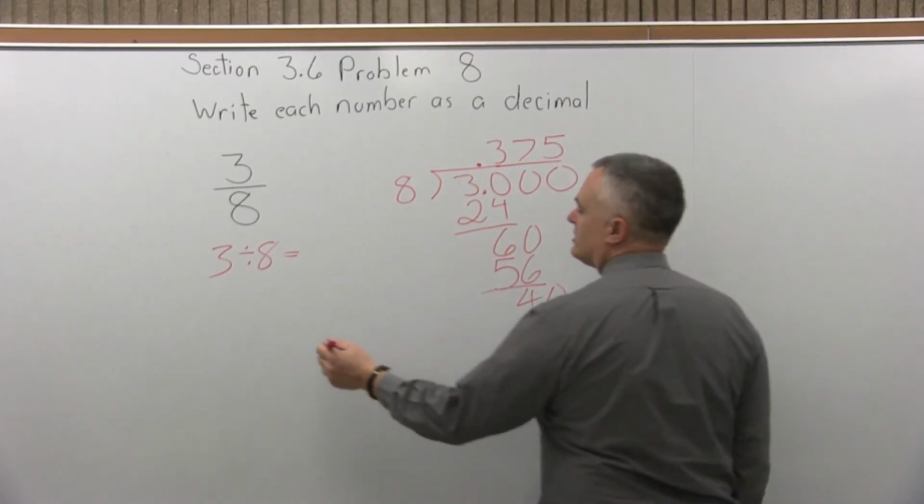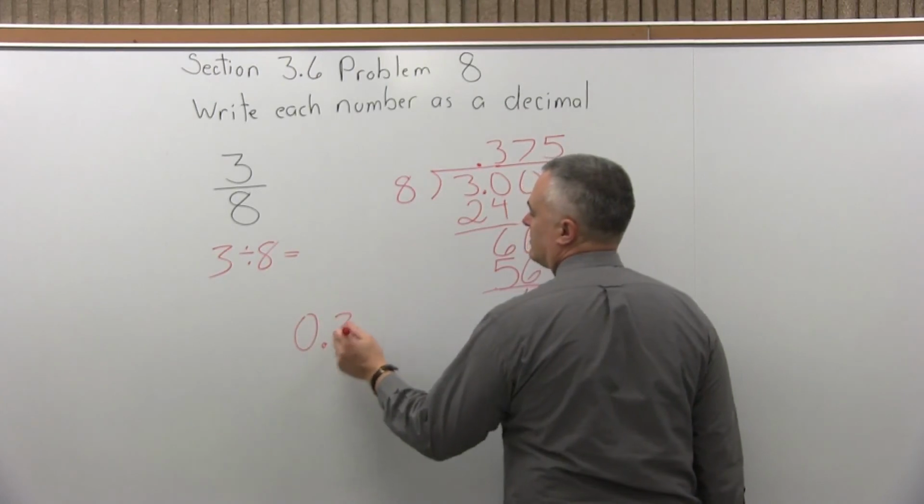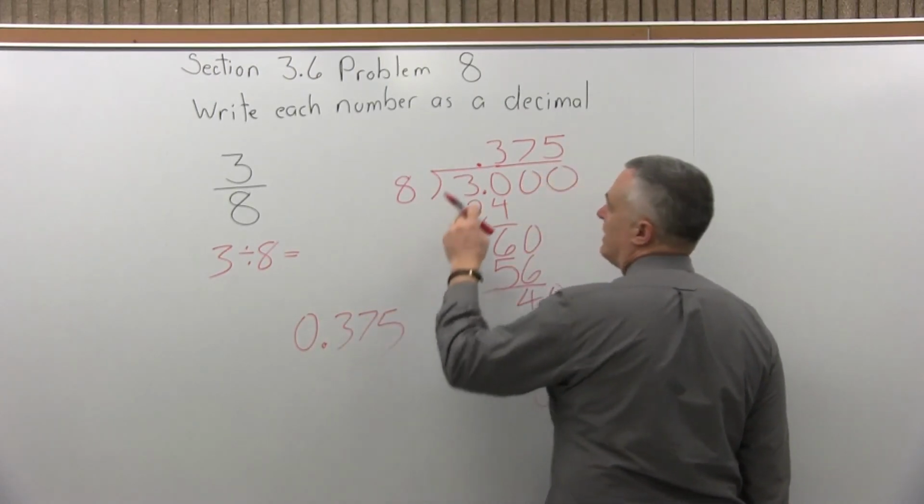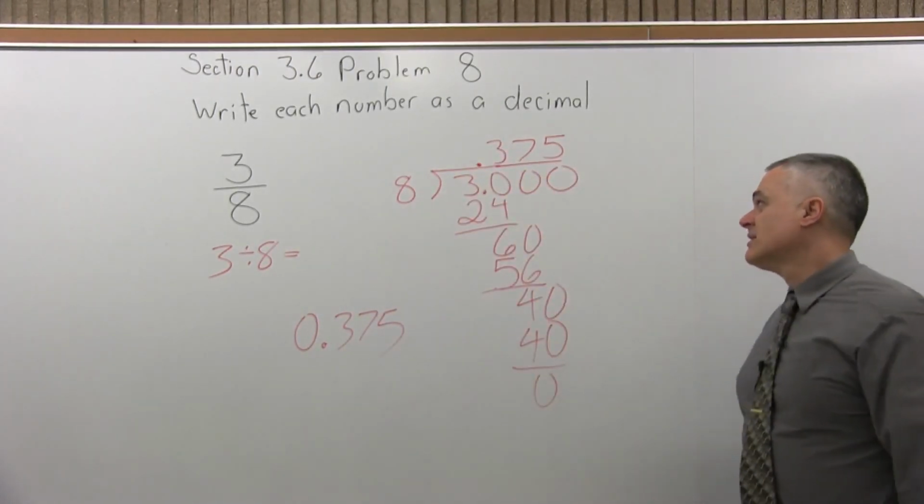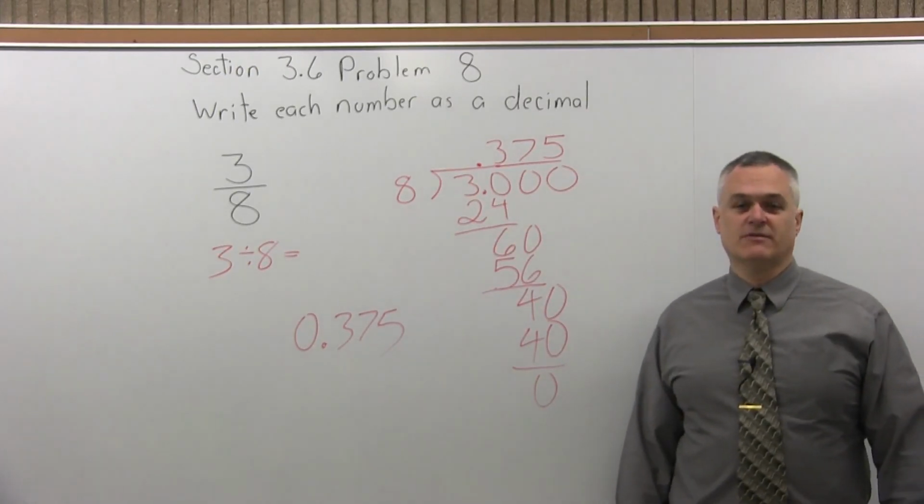And some people like to put a 0 in front of the decimal. That's okay. 0.375. More often than not, I just leave it .375. It's the same thing.